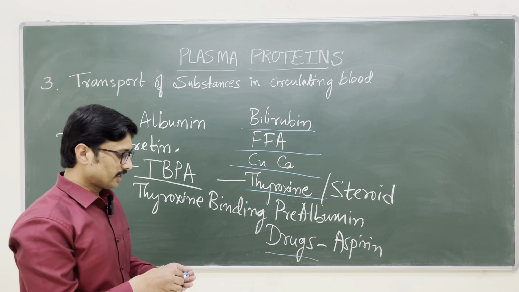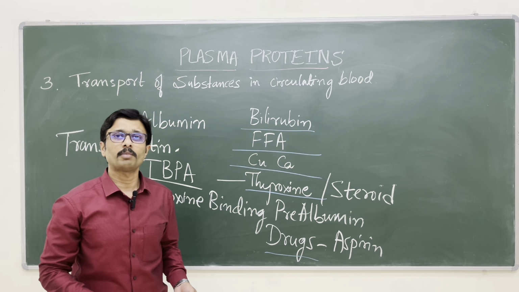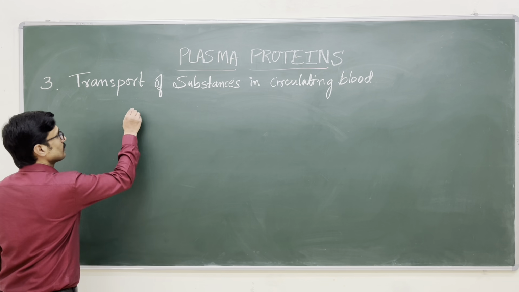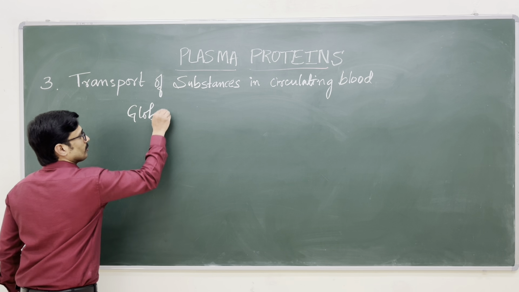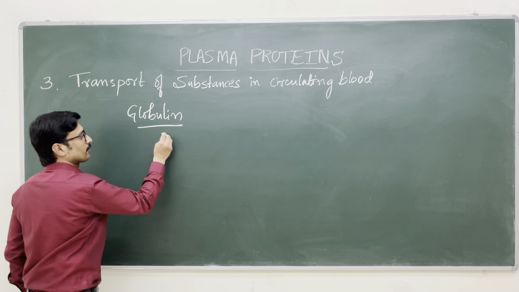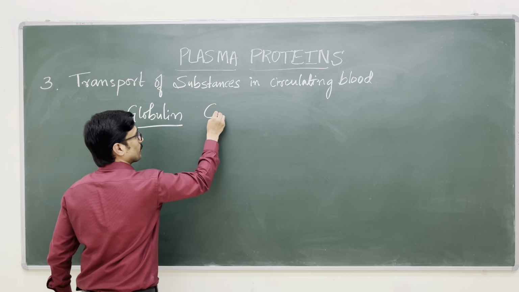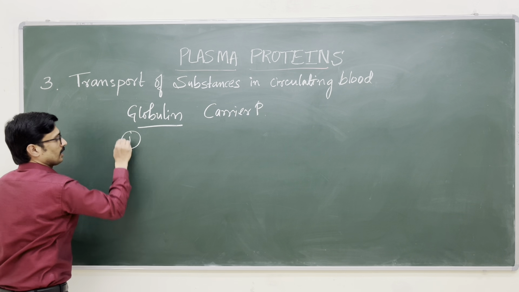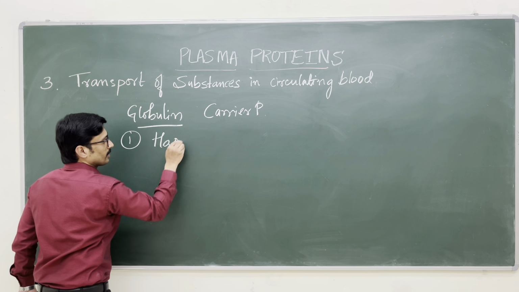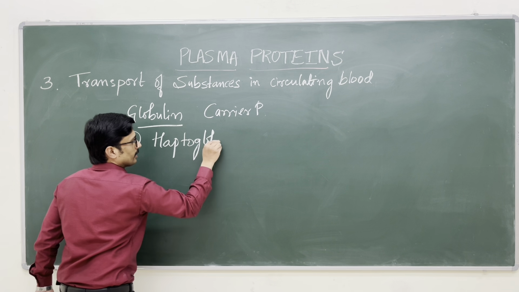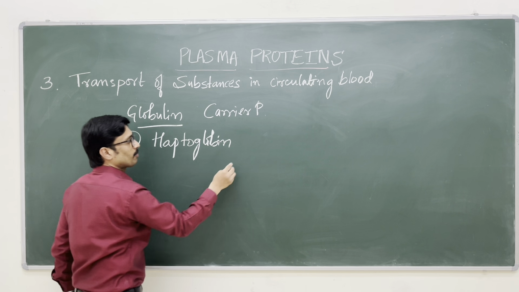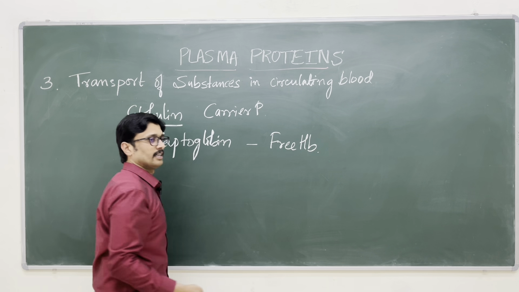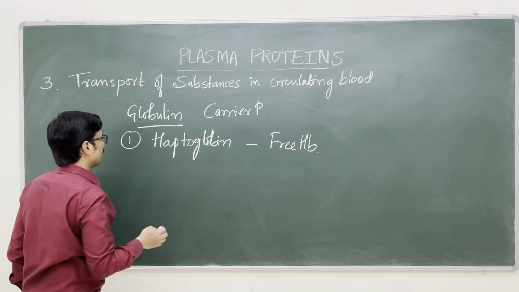Now let us see what are the different substances that are transported by binding to different types of globulins, the globulins which act as carrier proteins. Haptoglobin is a type of globulin which will bind to the free hemoglobin in the circulation and transport it.